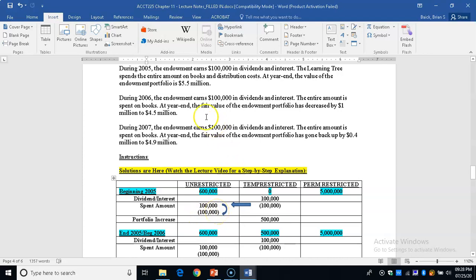And then it says the portfolio goes up to $5.5 million. So it went up $500,000. So that's temporarily restricted. Okay, so at the end of the year, you have $600,000 in unrestricted, $500,000 in temporarily restricted, and then this is the permanent endowment part.